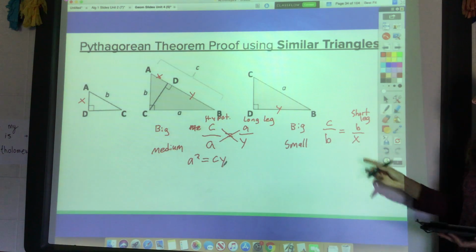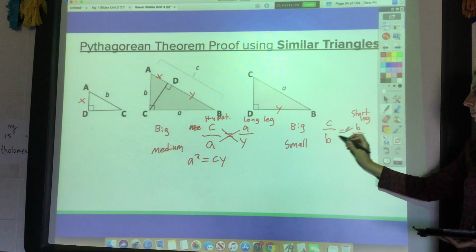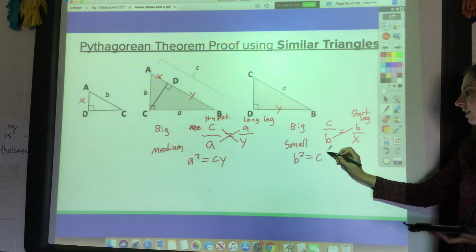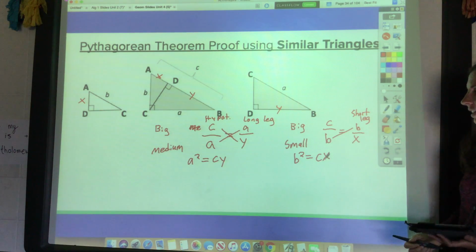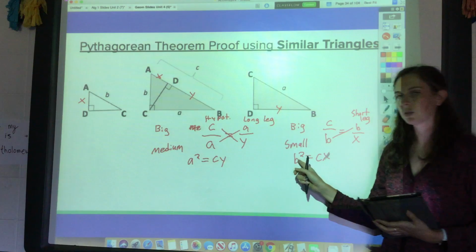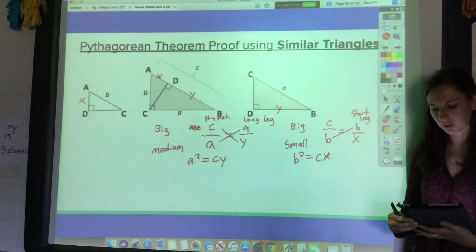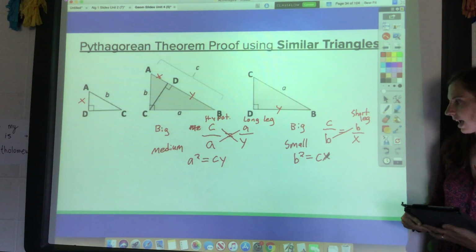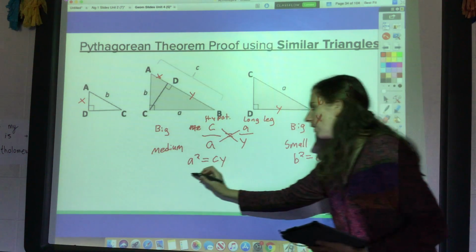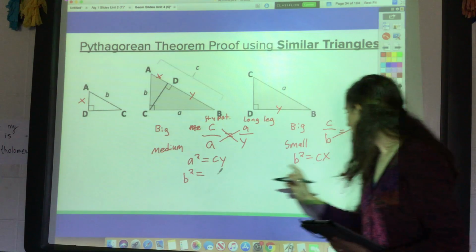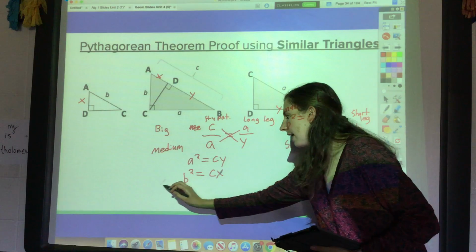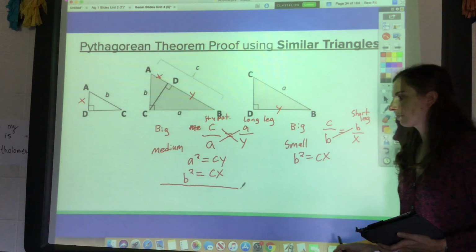Thank you. And if I cross multiply on this one, I get B squared equals CX. You may start seeing some stuff that we need here, like A squared and B squared. It would be helpful if those were together. So what I'm actually going to do is just add up these two equations. So I've got B squared equals CX and A squared equals CY, and I'm going to add those together.